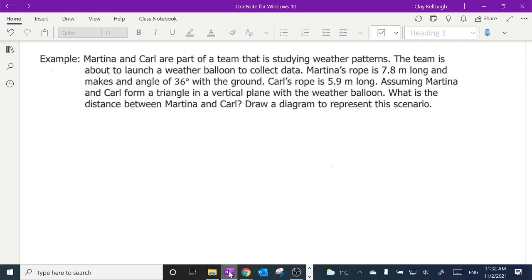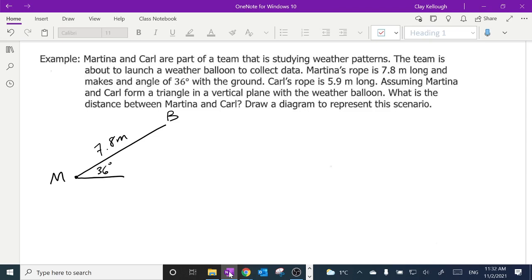All right, we're back. People are having a hard time finding two diagrams here. So here's the first thing I'm going to do. Martina's rope is 7.8 meters long and it has an angle of 36 degrees. So here's Martina. We'll say M for Martina. And Martina's rope makes a 36-degree angle with the balloon. So there's B for balloon. Now here's the thing. Carl's rope is shorter.